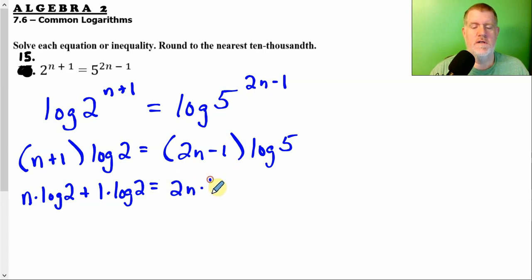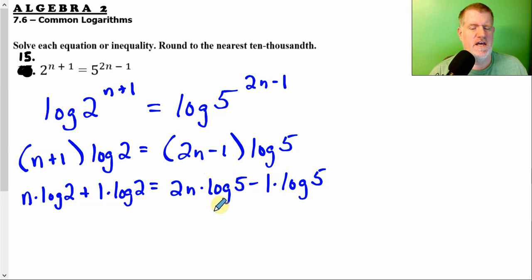2n log of 5 minus 1 times log of 5. I'm thinking it looks a little long and crazy. Why are we doing that? Well, because we have these expressions on both sides of the equation, let's multiply them out. On one side of the equation, just put the stuff with the n's. So this n log of 2 is already here.